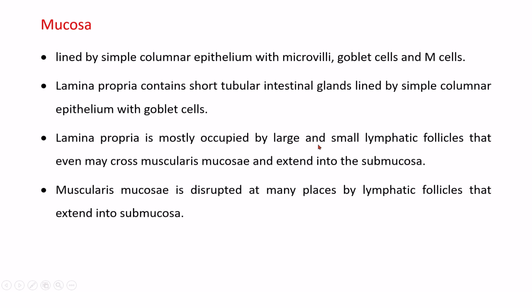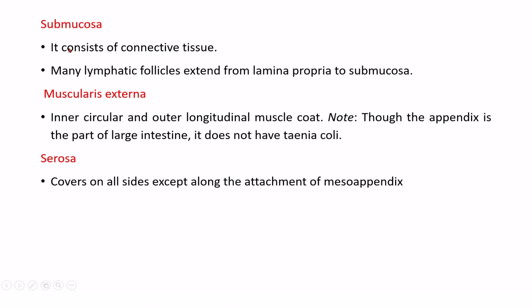Lamina propria is mostly occupied by large and small lymphatic follicles that may even cross muscularis mucosa and extend into submucosa. Muscularis mucosa is disrupted at many places by lymphatic follicles that extend into submucosa. Submucosa consists of connective tissue. Many lymphatic follicles extend from lamina propria to submucosa. Muscularis externa has an inner circular and outer longitudinal muscle coat.